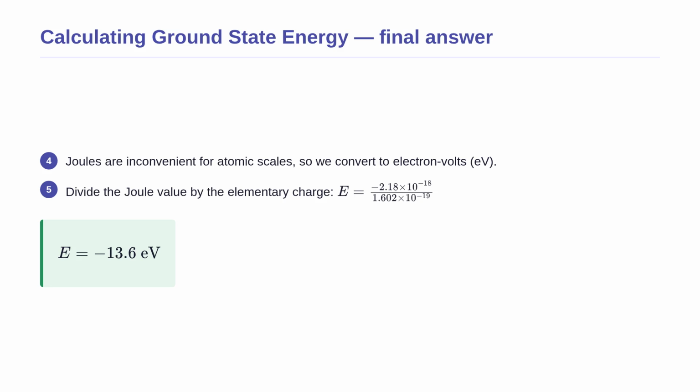While joules are the standard unit of energy, they are very clunky for atomic scale measurements. To make this number more relatable for chemistry problems, we convert it into electron volts. We do this by dividing our joule value by the elementary charge of a single electron. This gives us our final answer, negative 13.6 electron volts. This theoretical result matches real-world experimental data perfectly. It proves that it takes exactly 13.6 electron volts of energy to ionize a hydrogen atom.